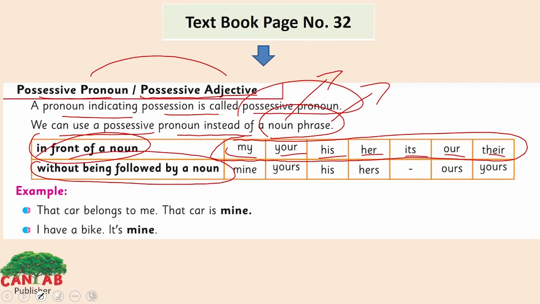Without being followed by a noun, we use mine, yours, his, hers, ours and yours. Here, if we are putting s here, it shows the possession of something.